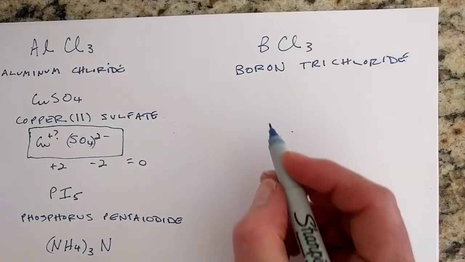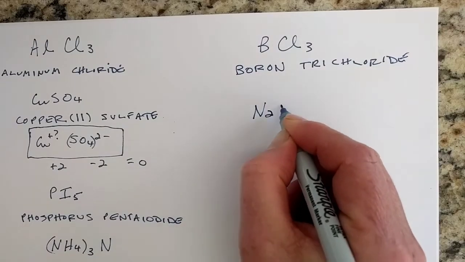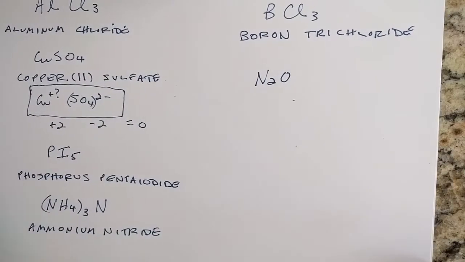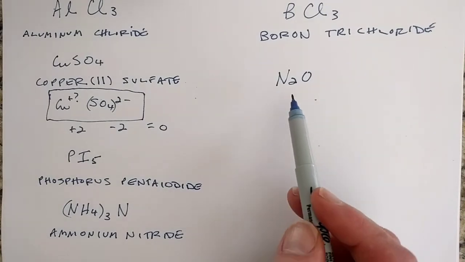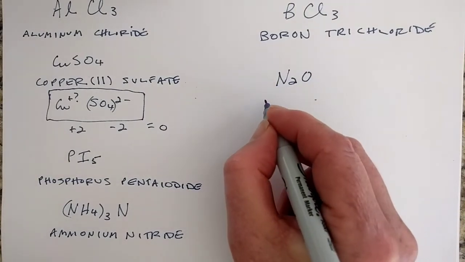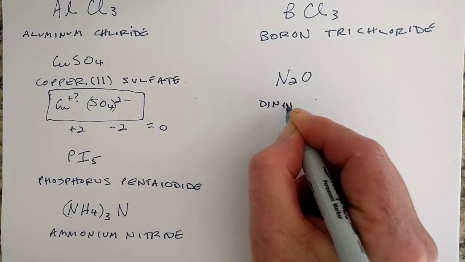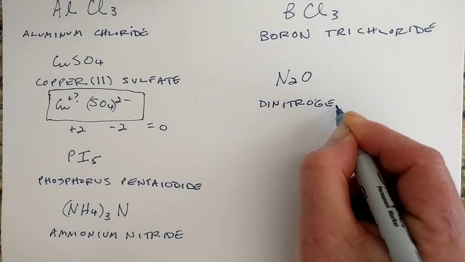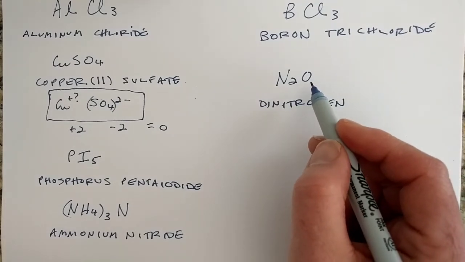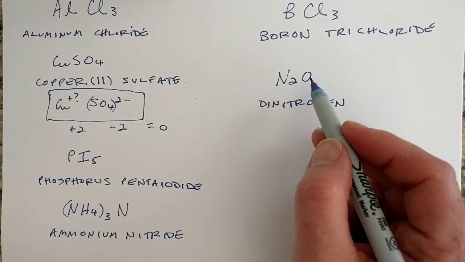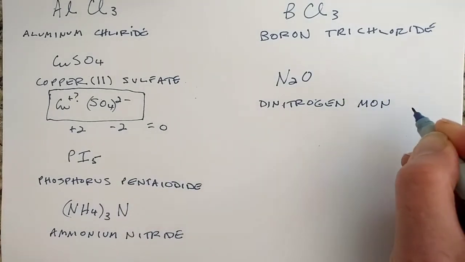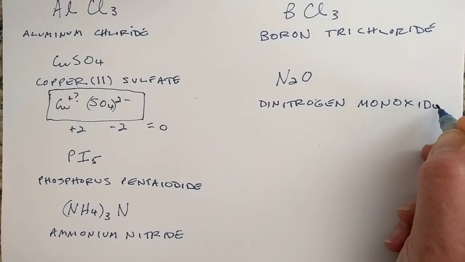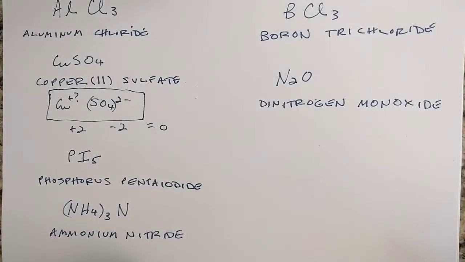Okay, let's look at another one. N2O. So now we look at where nitrogen is on the periodic table, and it is to the right of the staircase. And we are going to use the prefix system. We have two nitrogens, so dinitrogen. And then our second element has one atom. Now we must use the mono. So it's dinitrogen monoxide. We just kind of smush that together.